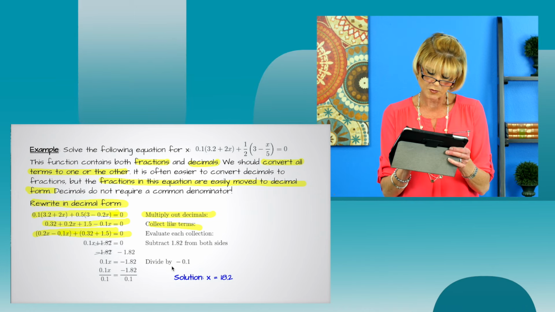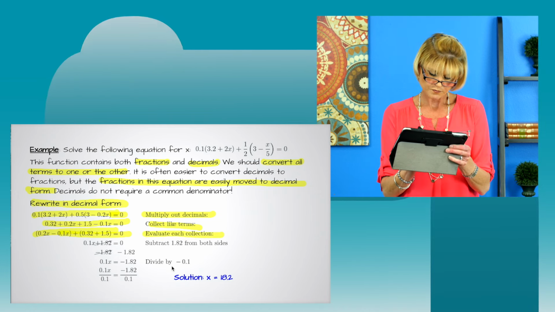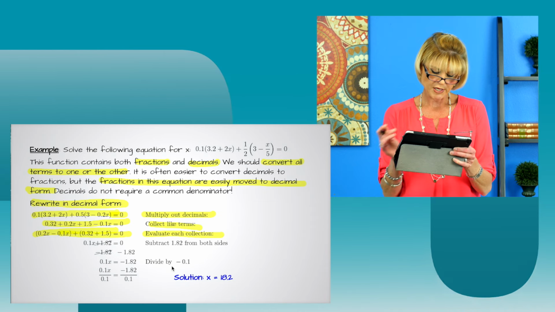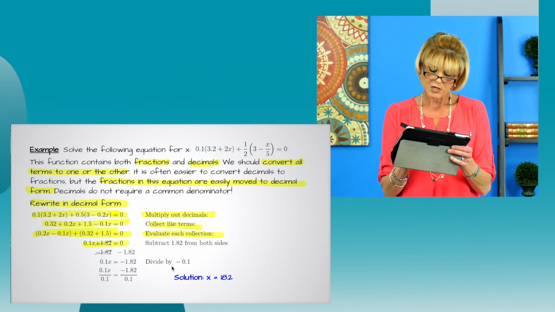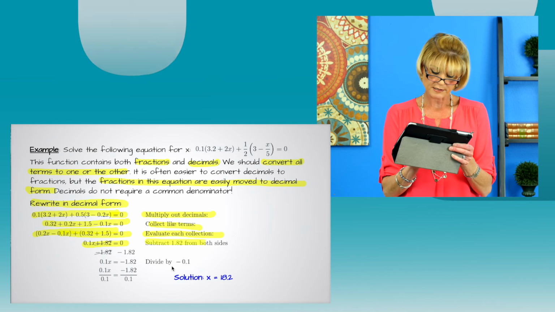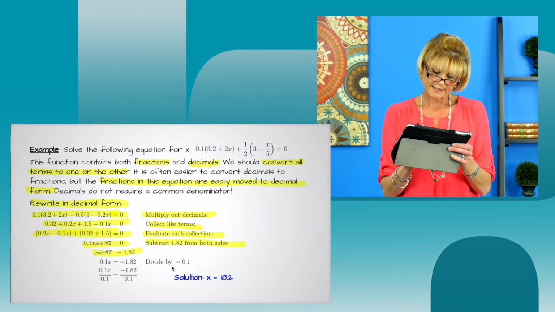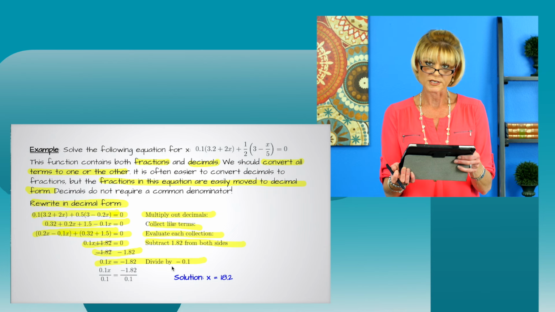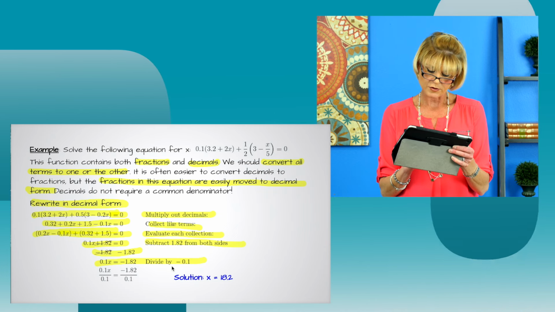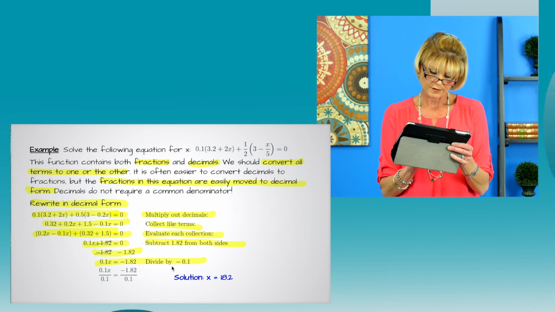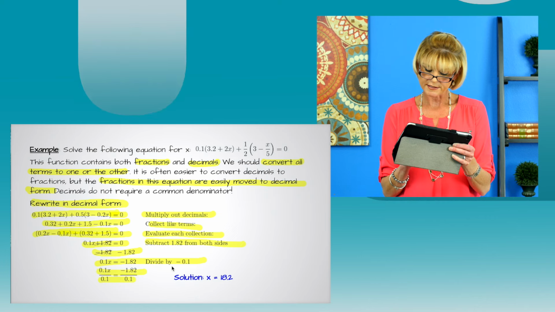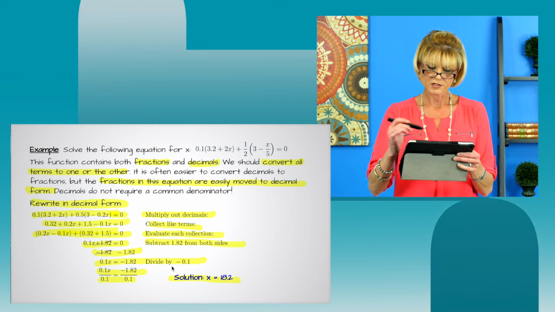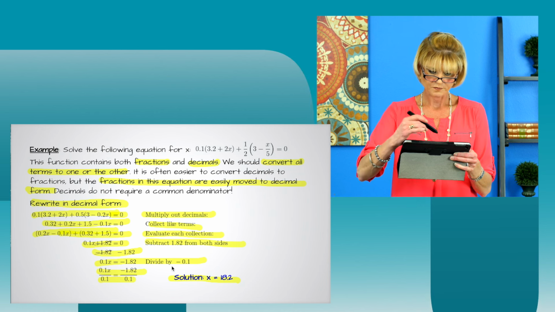Next step, evaluate each collection. We get 0.1x plus 1.82 equals 0. Subtract 1.82 from both sides: 0.1x equals negative 1.82. Next step would be to divide by 0.1, and we get the solution of x equals negative 18.2. So not too bad, just more steps.